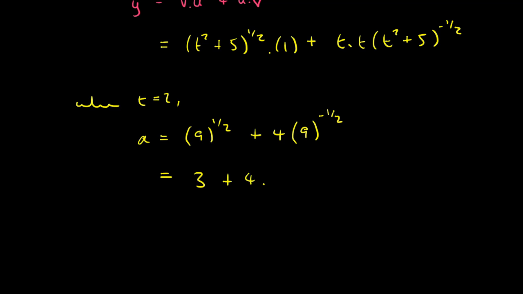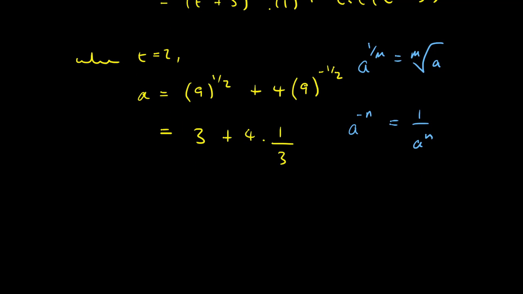Plus 4. Now, what does 9 to the power of minus a half mean? Well, the negative in the power means we've got 1 over the square root of 9, so that's 1 upon 3. Just to go over the rules, if I've got a to the power of negative n, that's equal to 1 upon a to the n, okay? And also, if I've got a to the power of 1 upon n, that is the nth root of a. So those are the two rules that are being used there.